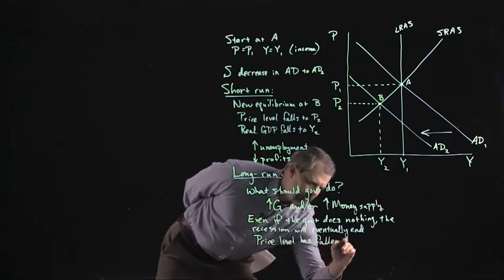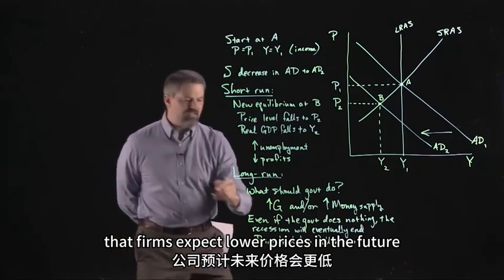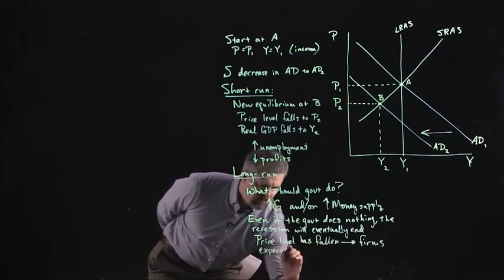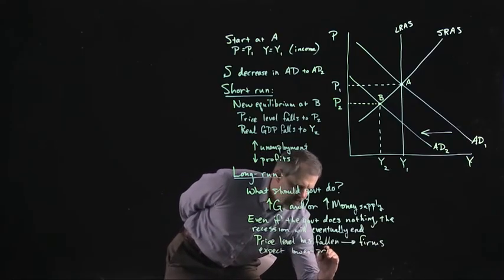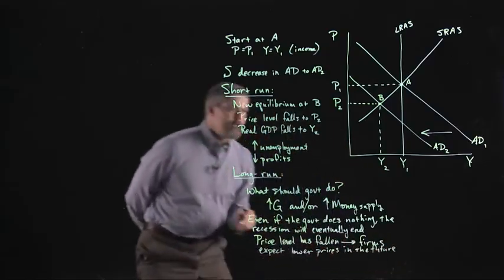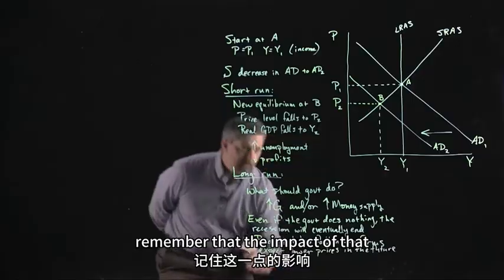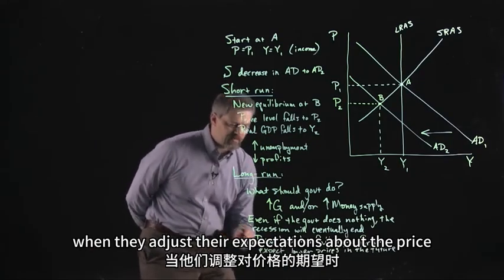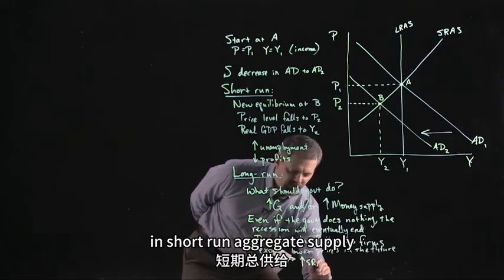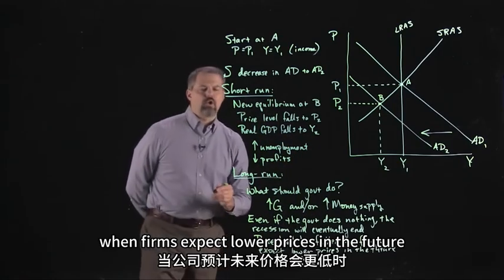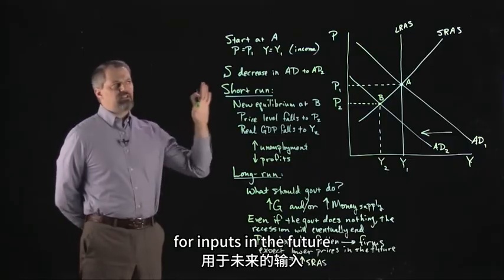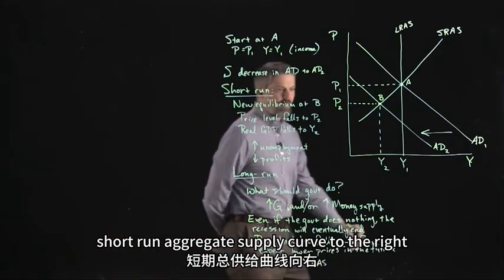This means that firms expect lower prices in the future. And let's just say here that remember that the impact of that when they adjust their expectations about the price level is that we're going to have an increase in short-run aggregate supply. When firms expect lower prices in the future, they're going to expect to be able to pay less for inputs in the future. That shifts the short-run aggregate supply curve to the right.